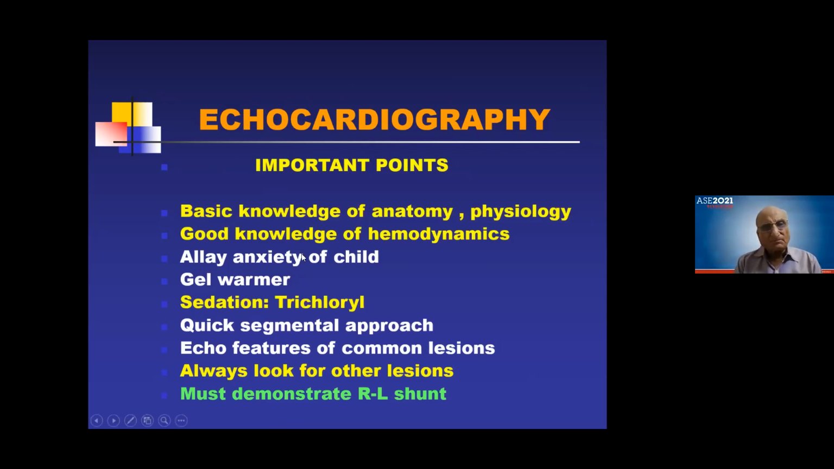Then a basic important point in any condition, leave aside cyanotic heart disease, acyanotic or anything, you must have a basic knowledge of anatomy and physiology. Unless you know what you want to see, for example, a Fallot's tetralogy or a pentalogy or anything, unless you know the basic anatomy and physiology of that situation, you will not be able to diagnose it. As we proceed, we'll give you a good knowledge of hemodynamics. What is the direction of the blood flow?